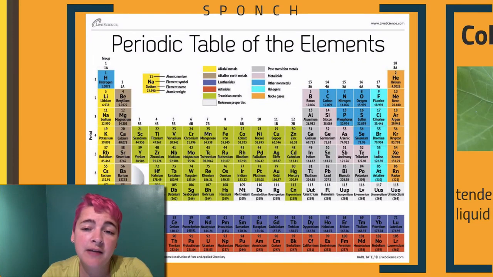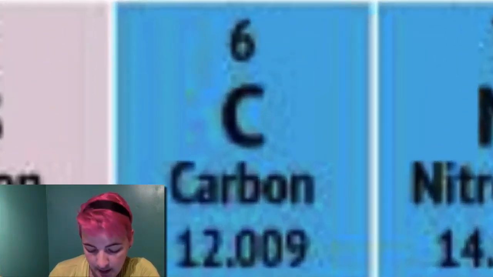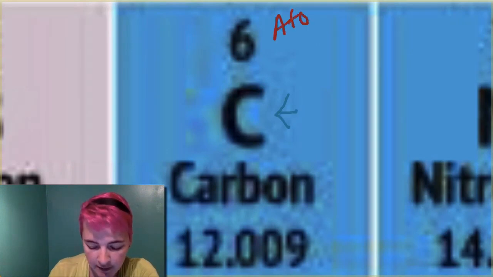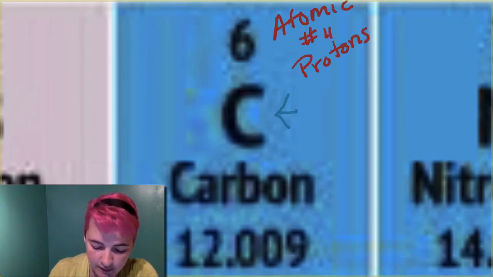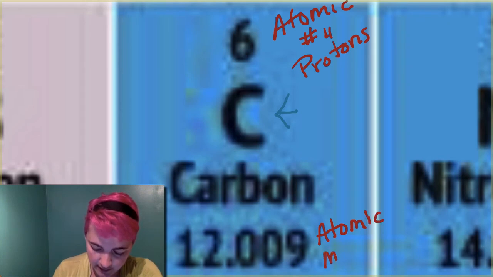This is the periodic table of elements. We can learn a lot of things about the elements just by looking at the periodic table. First, the letter is the symbol name. C would be carbon. The number above is the atomic number. The atomic number is equal to the number of protons in the atom. The number down below is the atomic mass. So this is the mass of all the parts and pieces of that atom.